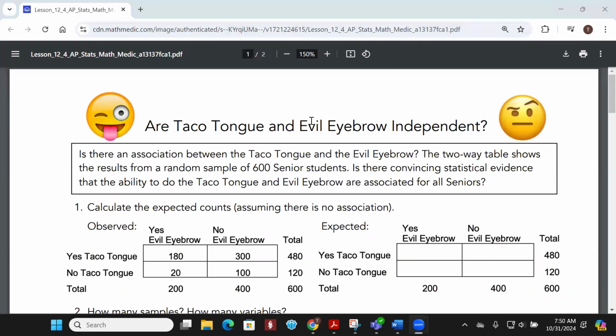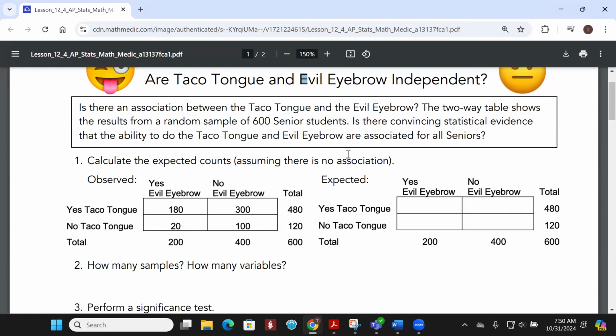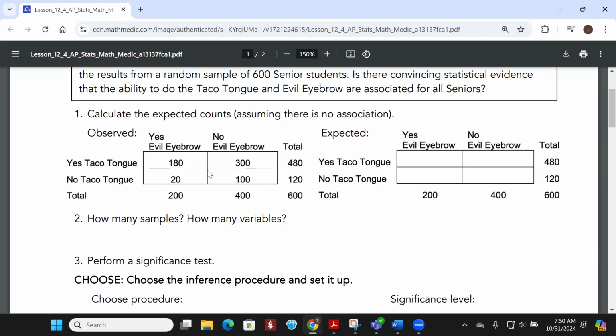Okay, so are taco tongue and evil eyebrow independent? We asked this question in unit 3, right? Is there an association between taco tongue and evil eyebrow? Here's a two-way table from a random sample of 600 senior students. Could you imagine coming in and them being like, hey, do this? It's weird. Is there convincing evidence that the ability to do taco tongue and evil eyebrow are associated for all seniors? So here is your data.